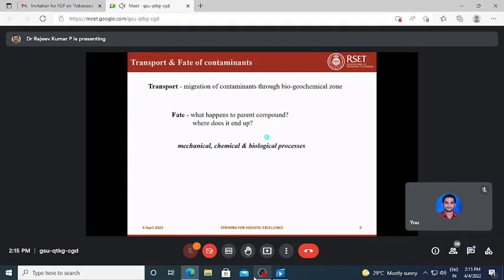Transport is nothing but the migration of contaminants through the bio-geochemical zone. And fate is nothing but eventually what happens to the contaminant. Where does it end up? So what happens to it? There are many processes through which it goes. First one may be the mechanical process, second one chemical process, and then biological process. So it depends upon the environment through which it moves in. Shall I start?